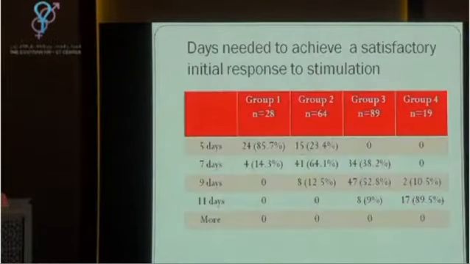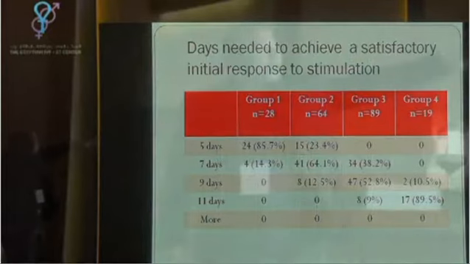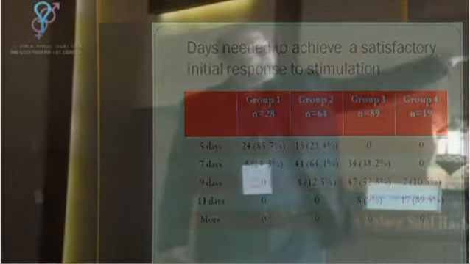So we came with these results. This is the table representing the days needed to achieve a satisfactory initial response to stimulation. The first group, remember, is the group with the lowest recorded follistatin values, and we took the days of ultrasound monitoring for each group. On the 5th day of starting the stimulation, 85.7% of group 1 achieved the satisfactory initial response, whereas in groups 3 and 4, which had the highest follistatin levels, none of them achieved this initial response.